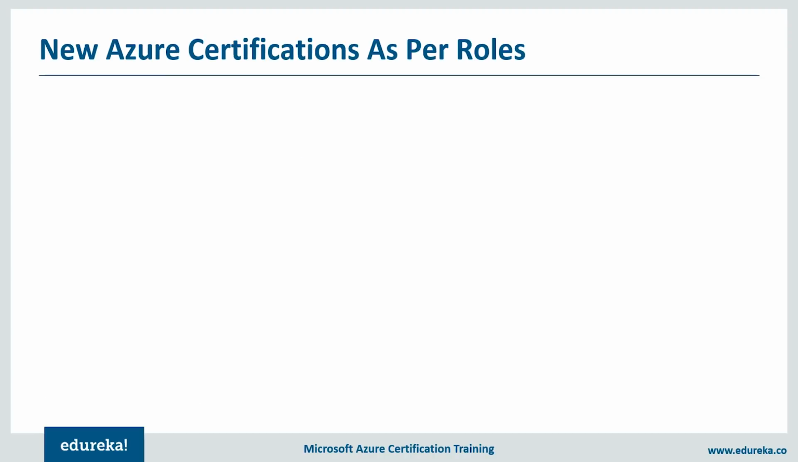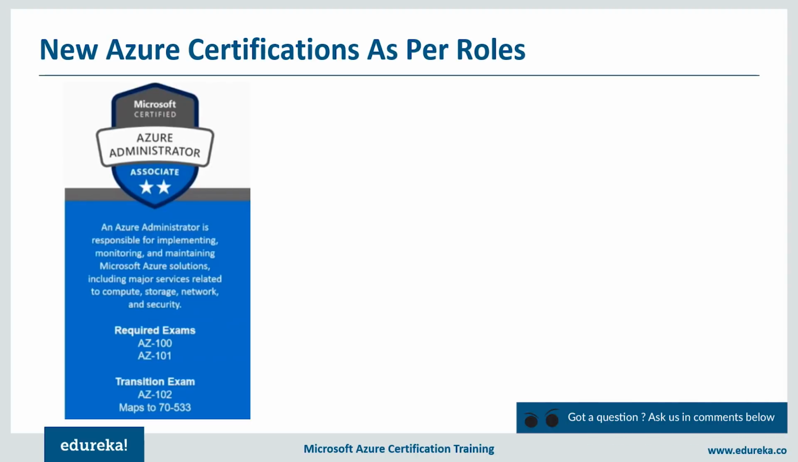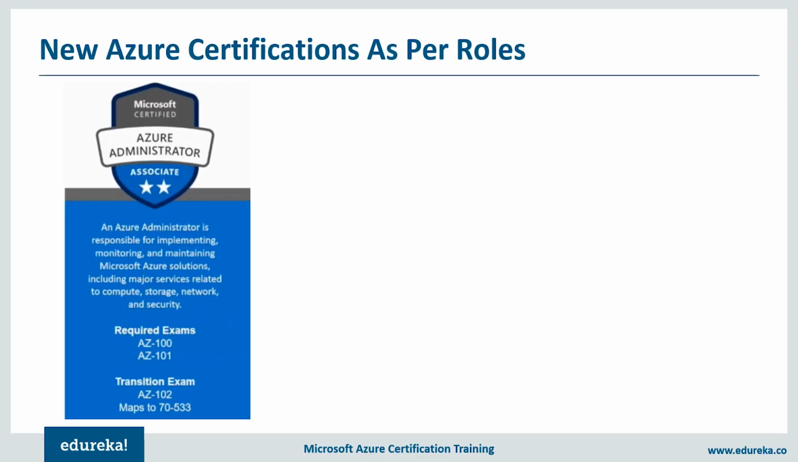So the first set of certifications is your Azure AZ-100, which is the Azure Administrator Associate certification. Now, again, it is used to make sure that you are skilled in the administrative roles. It has three certifications that are a must, like AZ-100, 101, and a transition exam that is AZ-102. Now, what do I mean by transition examination?